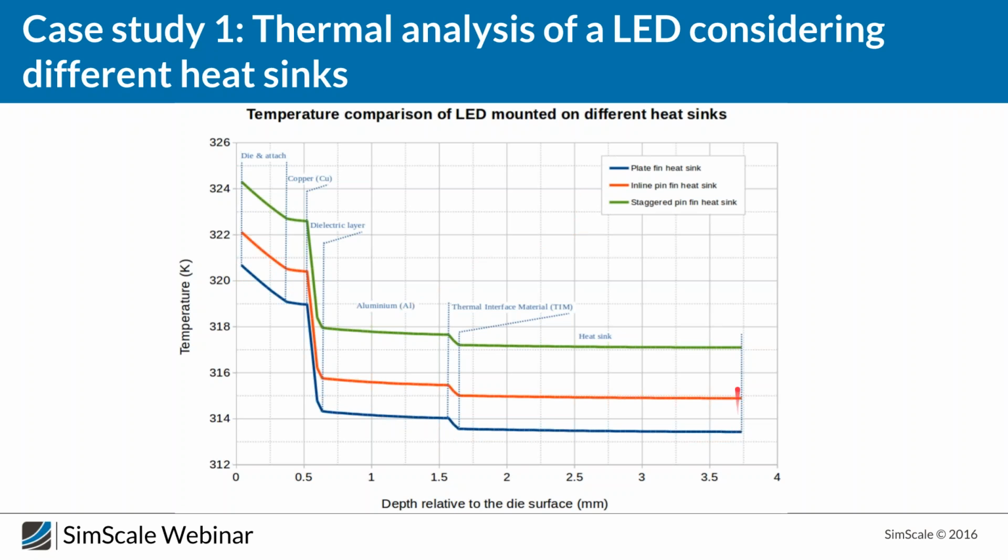Now at the end you can also see the same difference on the heat sink, how much the heat sink is being heated. So it really shows that the plate fin heat sink model is much better, for example in this case, to take out the heat from the LED as compared to the others.